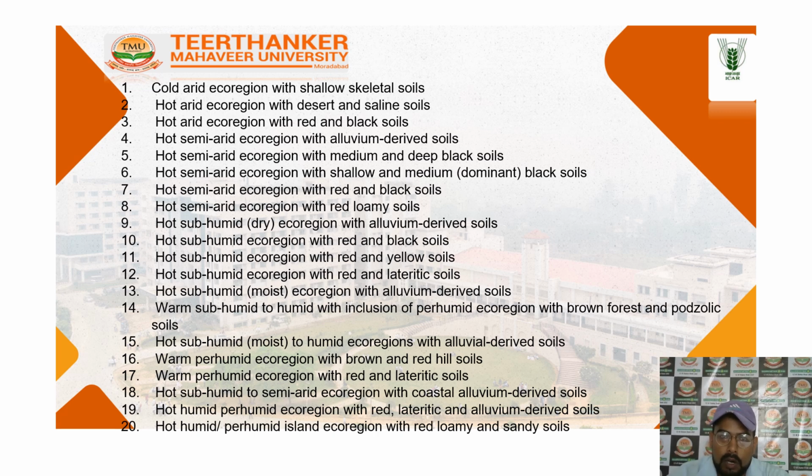These include the cold ecological zones. Each specific region is also identified by its type of soil, like the cold ecological region with lateritic soils. Second is the hot arid region, indicating desert and saline soils. Third is the hot arid ecological region. All 20 ecological zones depend on the climatic conditions, and these climatic conditions are responsible for the formation of the soils.